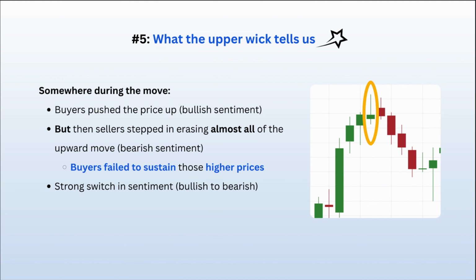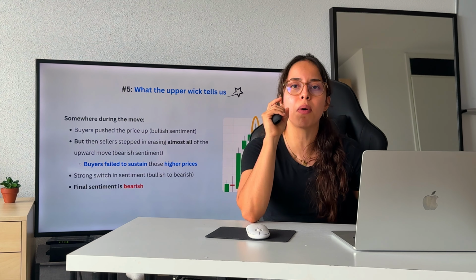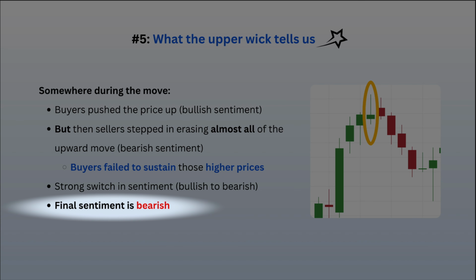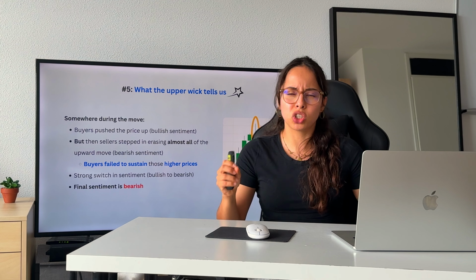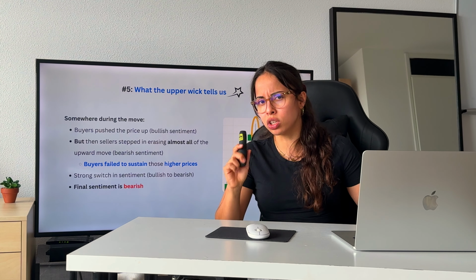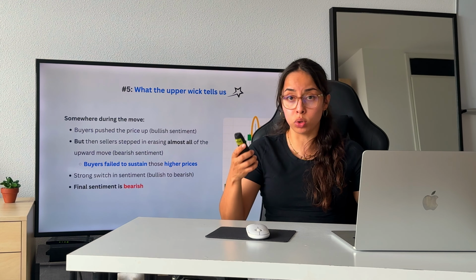So there was a strong sentiment switch from bullish to bearish, where the final sentiment is bearish, and this is the key part of the story. The final sentiment is bearish. So what does the sentiment switch look like when I say that we went from bullish to bearish?